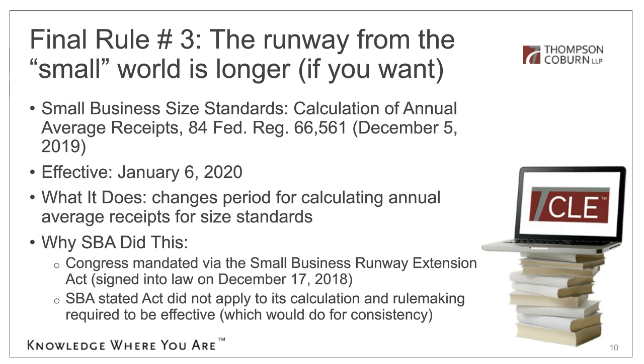SBA published this final rule in December, and it became effective on January 6th of this month. What this rule does is it changes the period for calculating annual average receipts for size standards. Before this, SBA used a 3-year period, and after this rule was issued, SBA has moved to a 5-year period for calculating size. Now, again, SBA did this because, and I say this with an asterisk, Congress mandated that SBA do this via the Small Business Runway Extension Act.